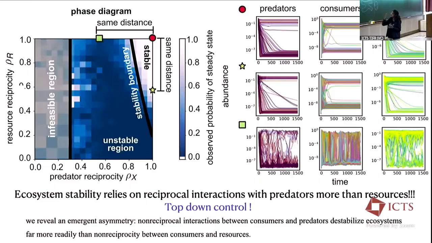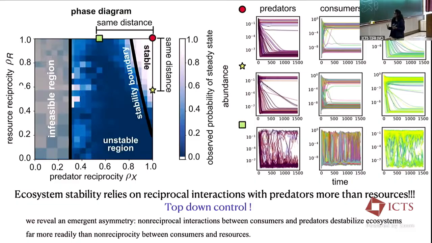And then we move on to the green square, where we keep the resource reciprocity to be 1 and we reduce the predator reciprocity, which means we are making the interactions in the top layer to be non-reciprocal. So in that case, we can see that it goes to a chaotic state. It lies in the unstable region. So from here, we can see that there is an inherent asymmetry. Reciprocity in the top layer matters more than the reciprocity in the bottom layer.